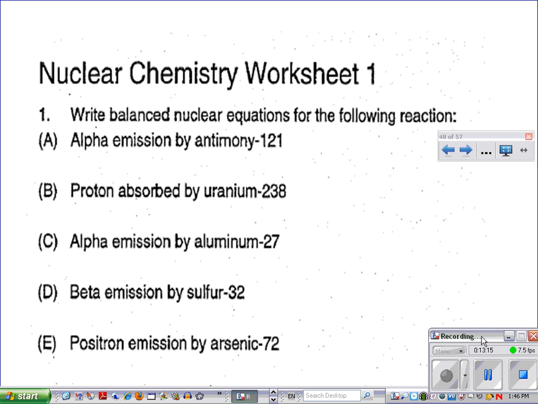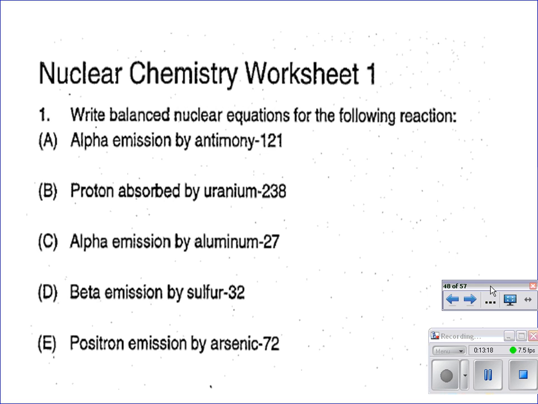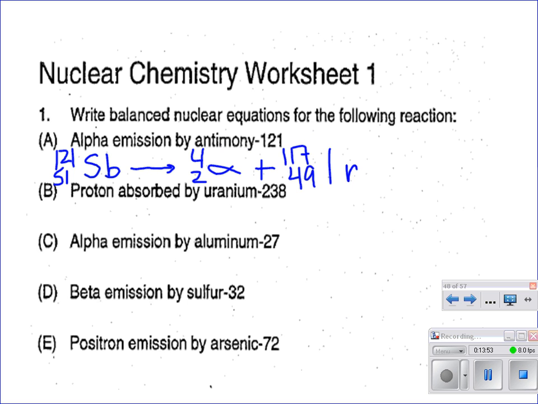So let's practice. Alpha emission by antimony 121. So you need to find antimony on the table, and you're going to write Sb. What's the atomic number of antimony? 51. And we're having alpha emission, so what are we going to write? 4/2 alpha plus, all right, what do we add to 4 to get to 121? What do we add to 2 to get to 51? 49. And what is that? In. Okay.